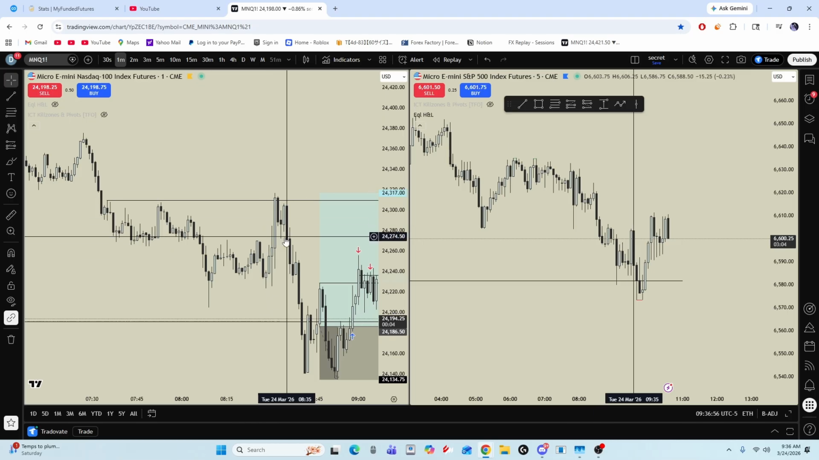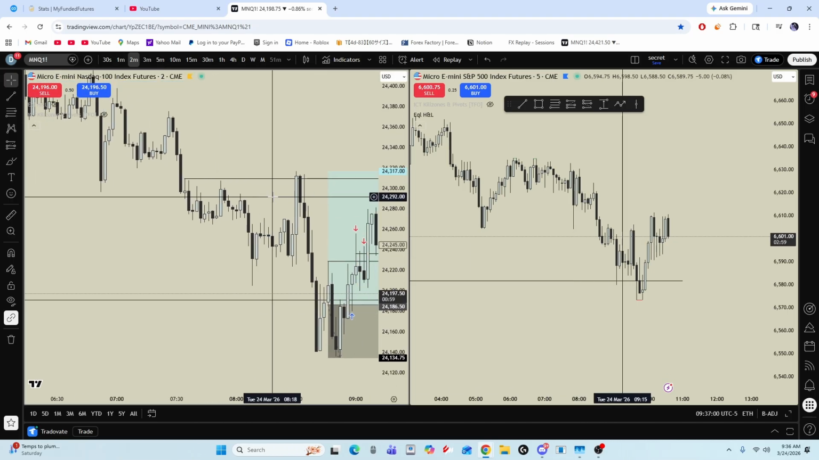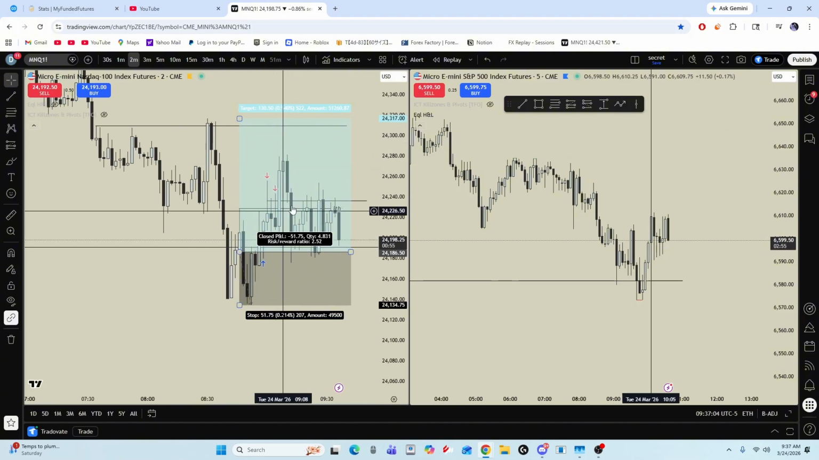So boom, we get the sweep right here, and then we have no 1 minute, no 2 minute, no 3 minute, nothing else. We have this 2-minute gap right here. Cool. Inverse that. Missed that. Cool. Now to my trade.